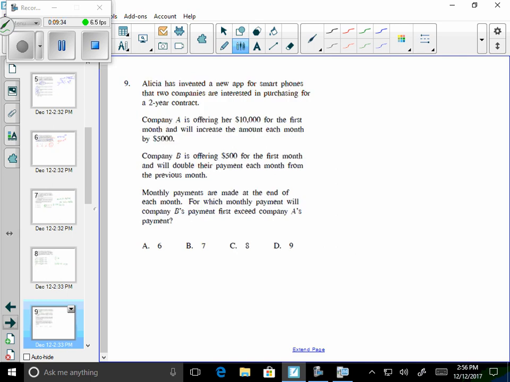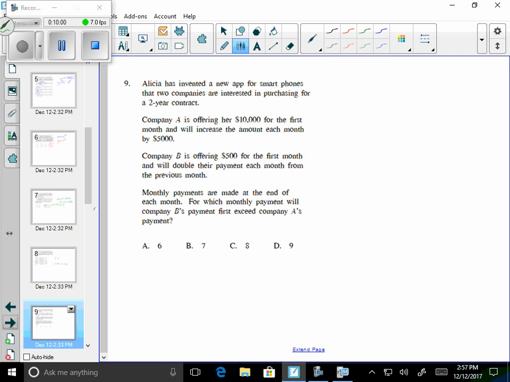Number 9, Alicia has invented a new app for smartphones, and 2 companies are interested in purchasing a 2-year contract. Company A is offering her $10,000 for the first month and will increase by $5,000 each month. Company B is offering $500 for the first month, and it will double their payment each month from then on out.